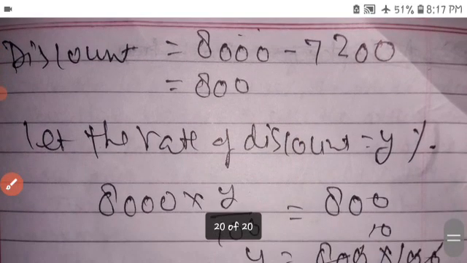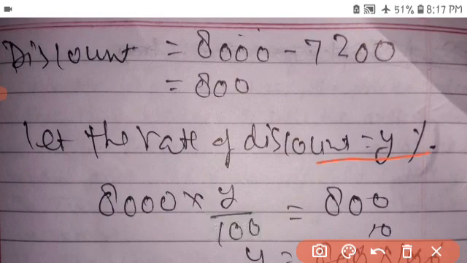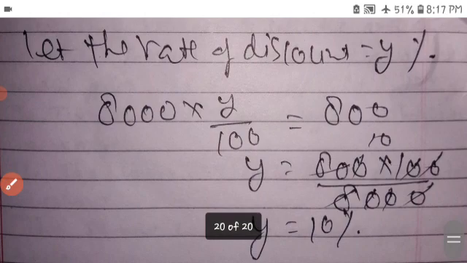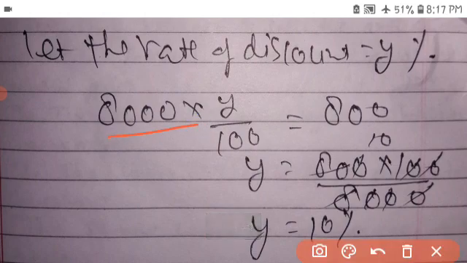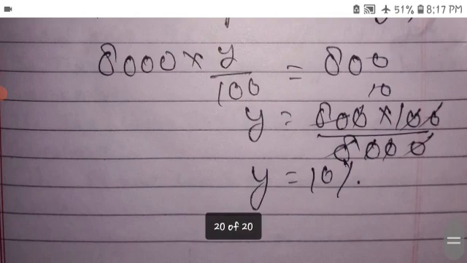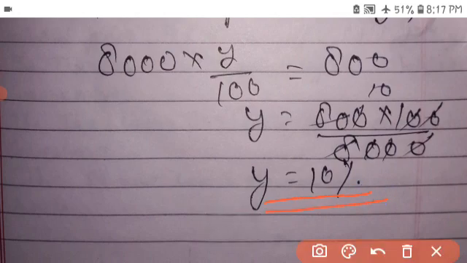Let the rate of discount be y%. 8000 into y upon 100 is equal to 800. Now y equals 800 into 100 upon 8000. So here cut out the zeros. Now remaining is y equals 10%. Discount is equal to 10%. This is the answer.